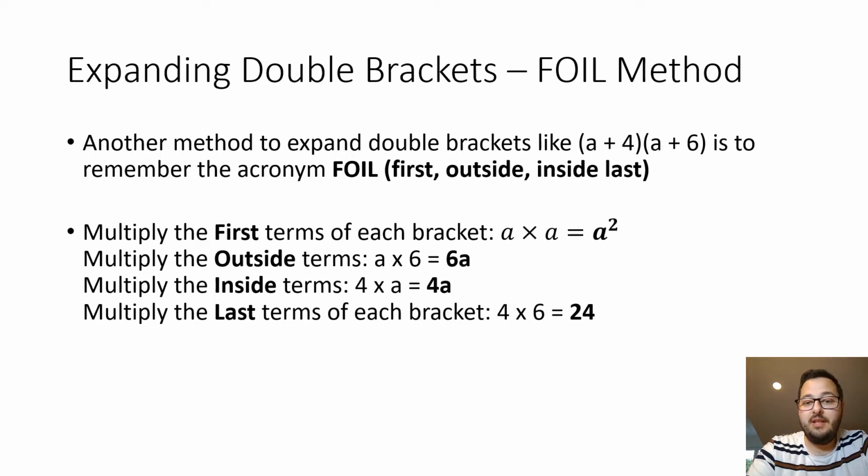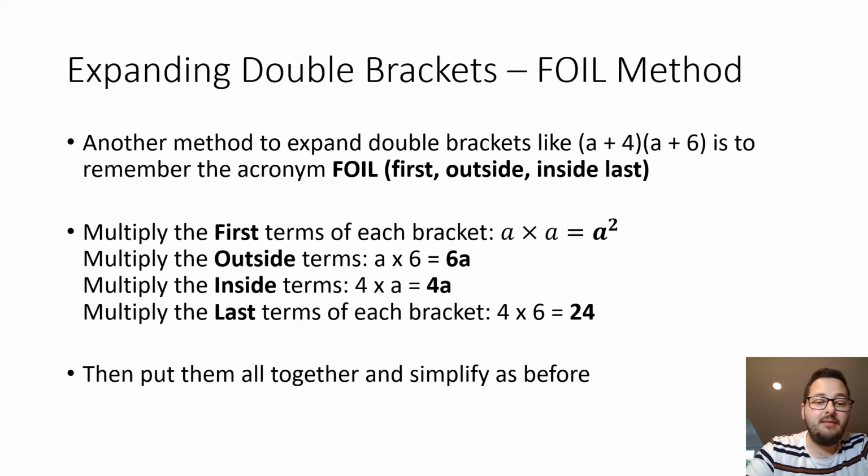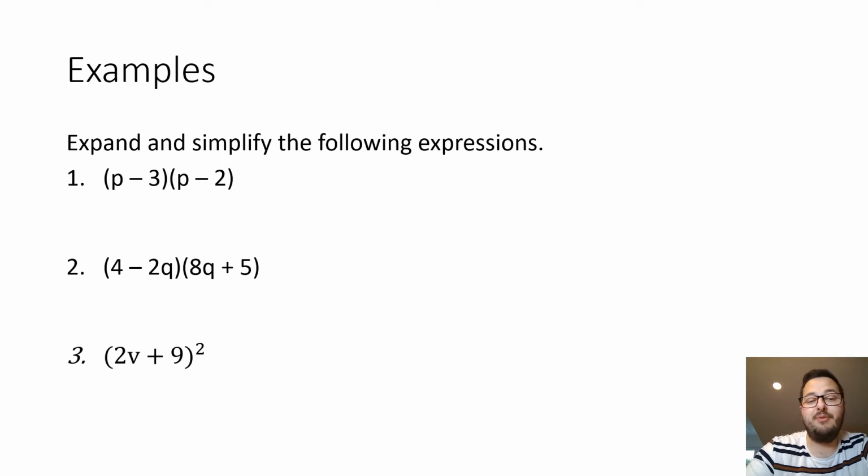So first, you times the first two together, so the first one of that bracket is a, and the first one of the second bracket is a. A times a is a squared. Then you multiply the outside terms, so a and 6. So let me use my laser pointer actually for this. So these are your outside terms, aren't they? A and 6 to get 6a. Then your inside terms are 4 and a to get 4a. And then your last terms are 4 and 6 to get 24. And again, we do the same thing, put them together and simplify them as before.